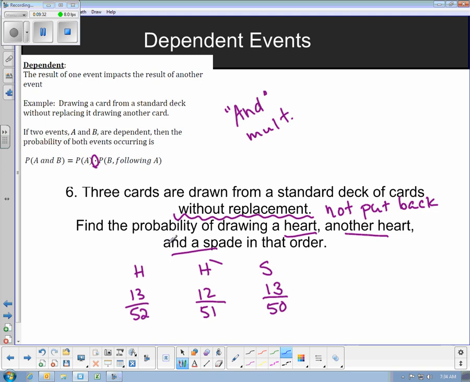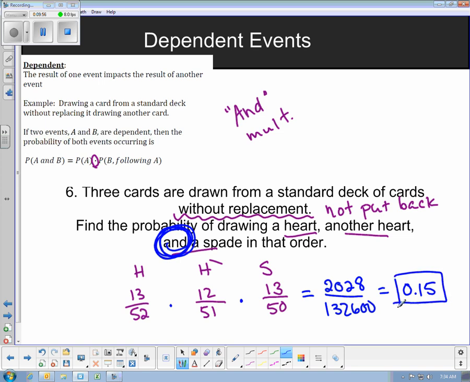Now I want all of these things to occur because it says and, so that tells me I need to multiply. So when I multiply fractions, I just multiply straight across the top, straight across the bottom. When I do that, I get 2,028 divided by 132,600, which gives me a probability of 0.15.